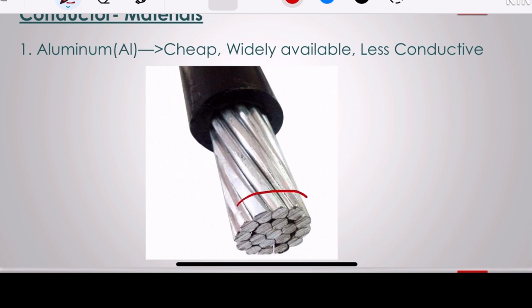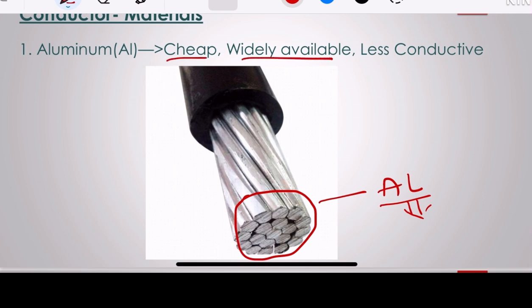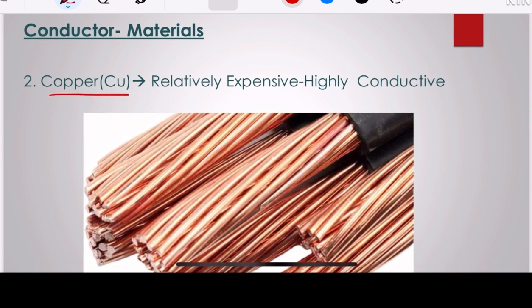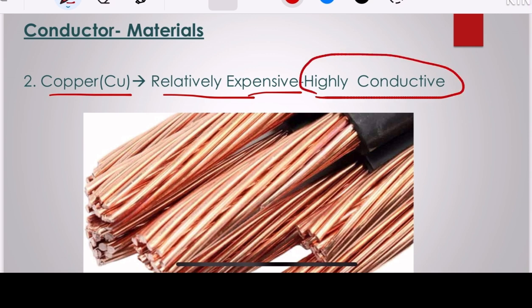In this photo, this conductor is made up of aluminum. Aluminum is cheap and widely available, but it is comparatively less conductive than copper. Next conductor material is copper. Copper is relatively more expensive than aluminum, but it has comparatively high conductivity compared to aluminum.